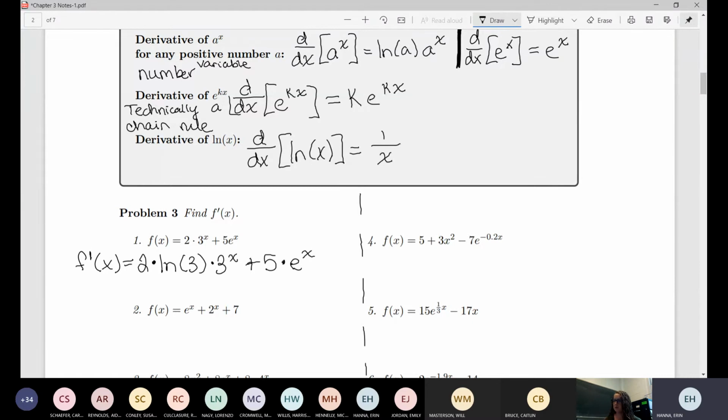Number 2. If I want to take the derivative here, what's the derivative of e to the x? It's e to the x. Need to add that to the derivative of 2 to the x. So my a to the x rule tells me that that's natural log of 2 times 2 to the x. And then I have to add that to the derivative of 7. There's no variable in that. It's just a 7. So the derivative of a constant is 0. You could rewrite that slightly if you want to.